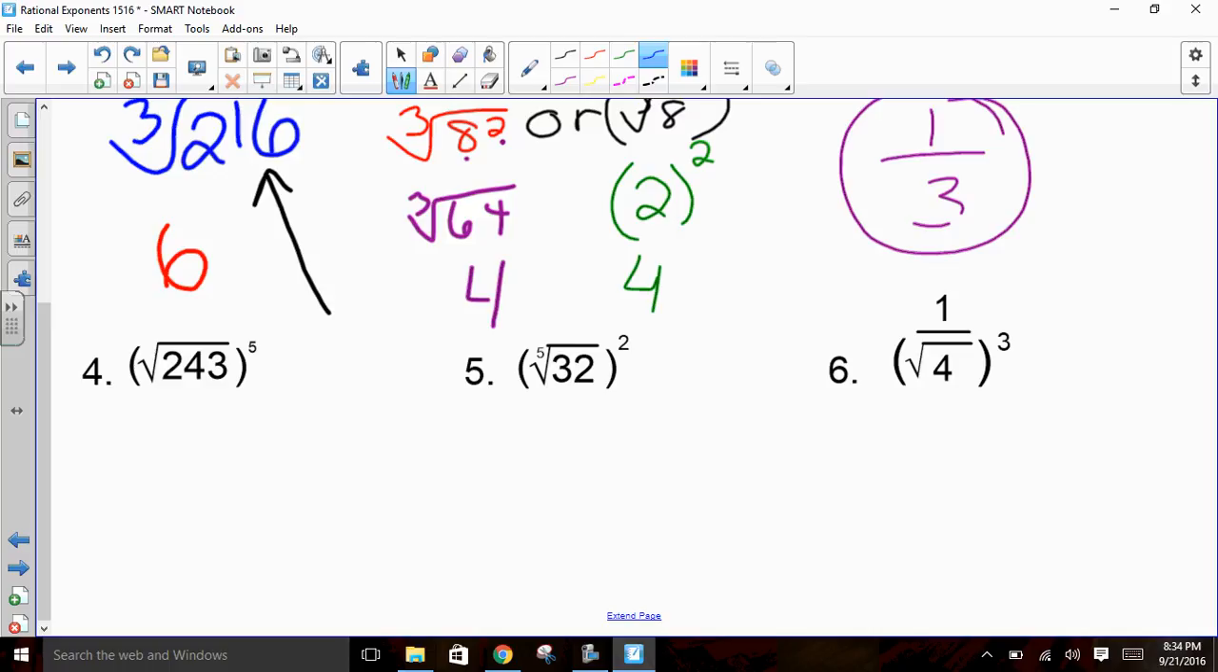So number 4, I'm going to take the square root of 243. Just kidding, that's not a perfect number, is it? So I'm going to take the 243 to the 5th power. I feel like I'm missing something. So it's quite a large number. Ah, I know what it is.